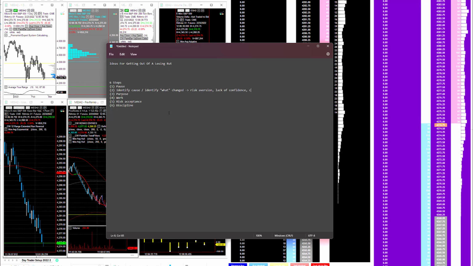So hopefully this will give you some ideas for getting out of a losing rut. The six steps: first, take a pause on what you're doing. Second, identify the cause, and look probably to risk aversion, lack of confidence, and wanting to create activity, or low return activity. Trying to overdevelop yourself as a trader.